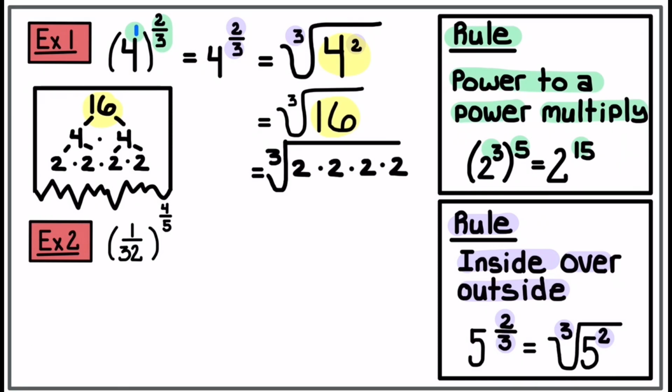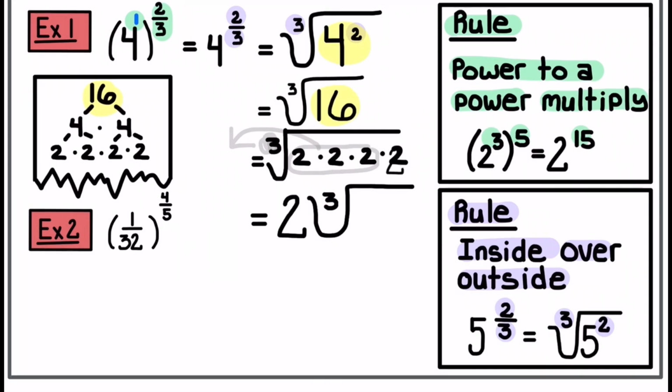When I have an index number of 3, I need 3 of a kind to take a number out. So I have 3 2's, so I'm going to be able to take out a single 2, and what's still going to be underneath the root is a 2. So my final answer is going to be 2 cube root of 2.